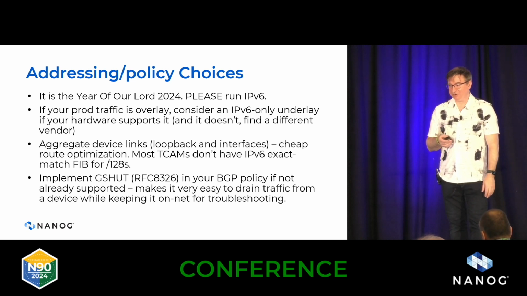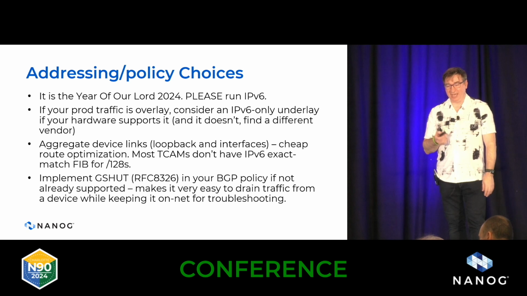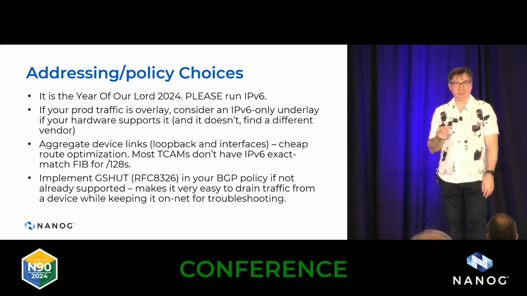If you haven't heard of GShut, take a look at it. It is the BGP equivalent of ISIS or OSPF overload. Most network operating systems have this already built in, but if it doesn't, it's fairly cheap to implement in policy.